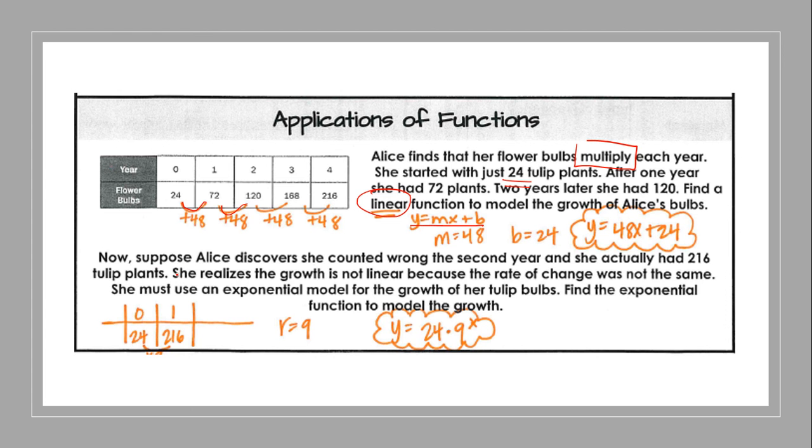Now suppose Alice discovers she counted wrong the second year and she actually has 216. So notice how this changed from 72 to 216. She realizes the growth is not linear this time because the rate was not the same. So now we're going to use an exponential model. Remember, this is your y equals a times b to the x. To find the exponential function, we need to find the growth rate. Okay, so 216 divided by 24, that's what gives us 9. So that's my rate, that's my b value. And then a, that's my initial value, that's still 24. So 24 times 9 to the x would be the exponential model here.